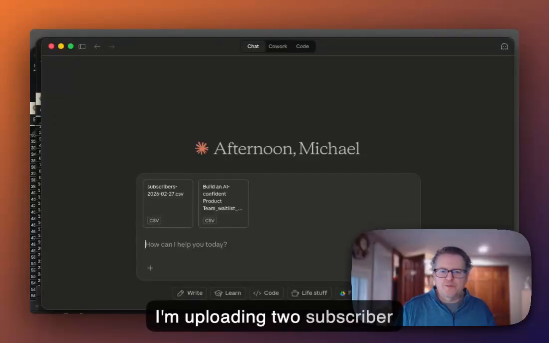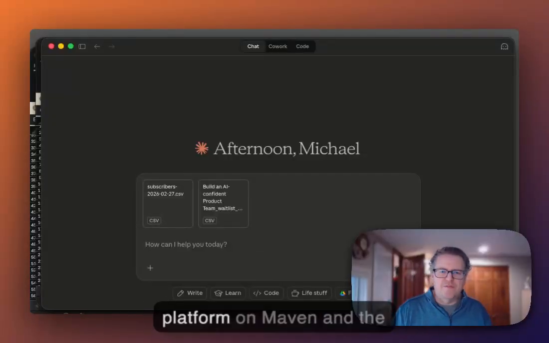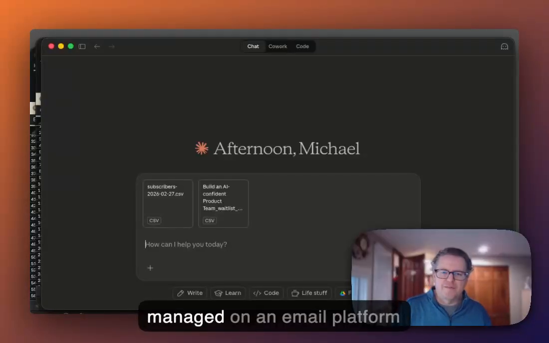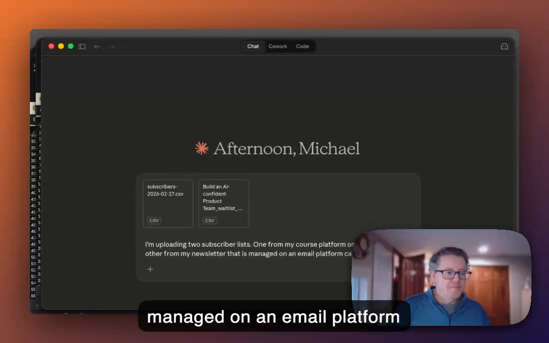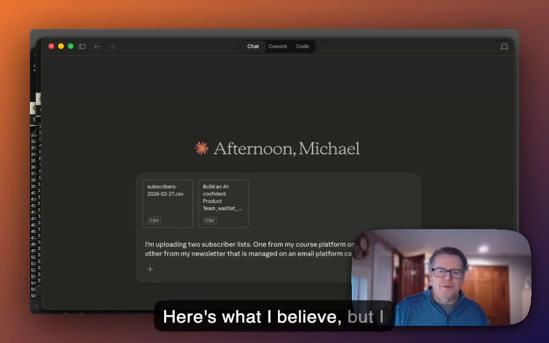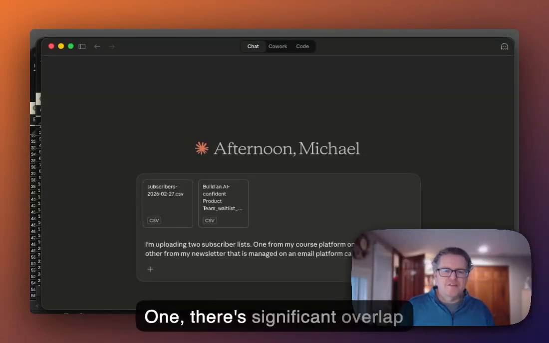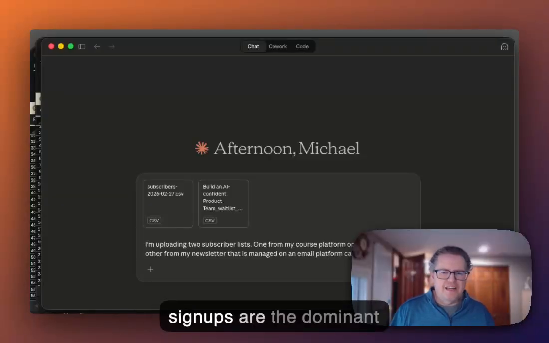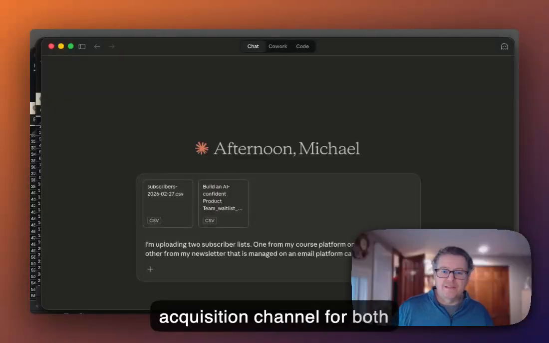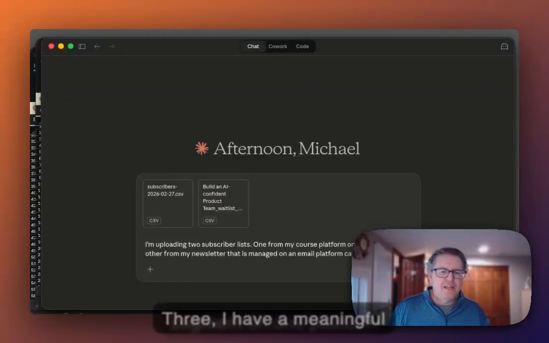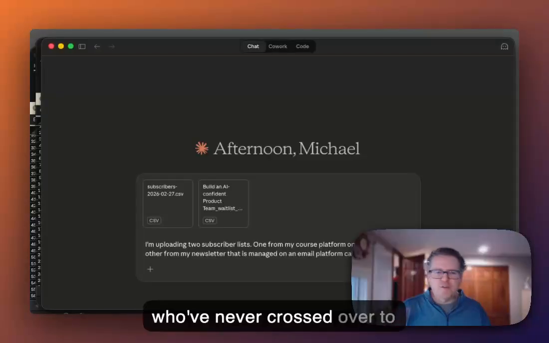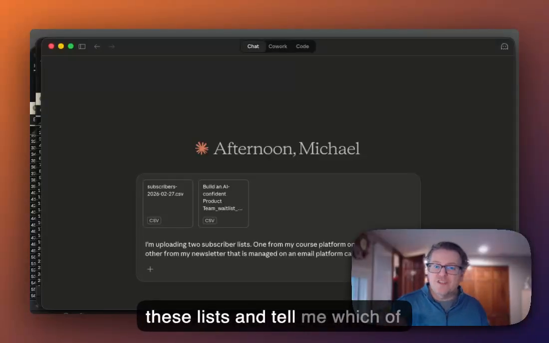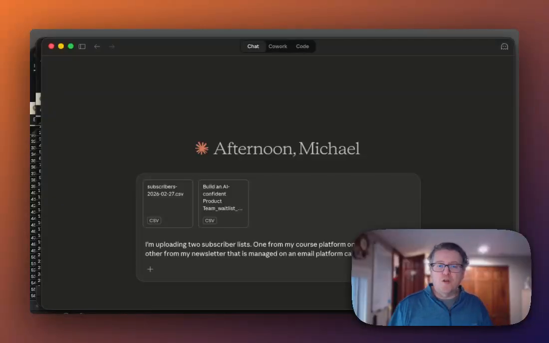I'm uploading two subscriber lists, one from my course platform on Maven, and the other from my newsletter that is managed on an email platform called Beehive. Here's what I believe, but I haven't verified. One, there's significant overlap between the two lists. Two, my Lightning Lessons signups are the dominant acquisition channel for both lists. Three, I have a meaningful segment on one platform who've never crossed over to the other. Analyze the overlap between these lists and tell me which of my hypotheses are correct, which are wrong, and what am I missing.